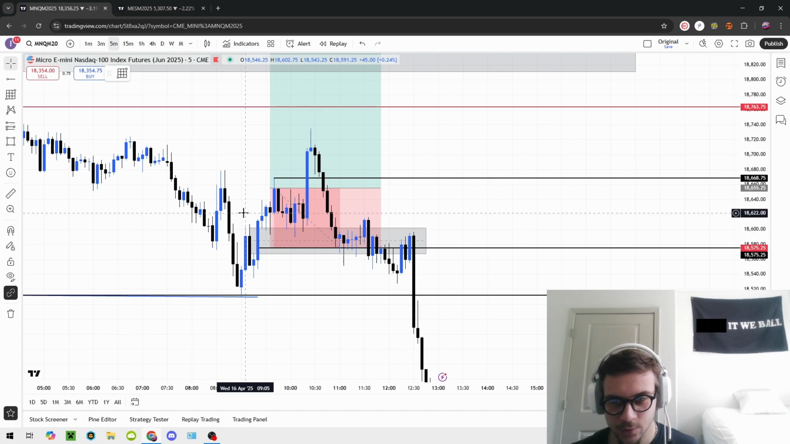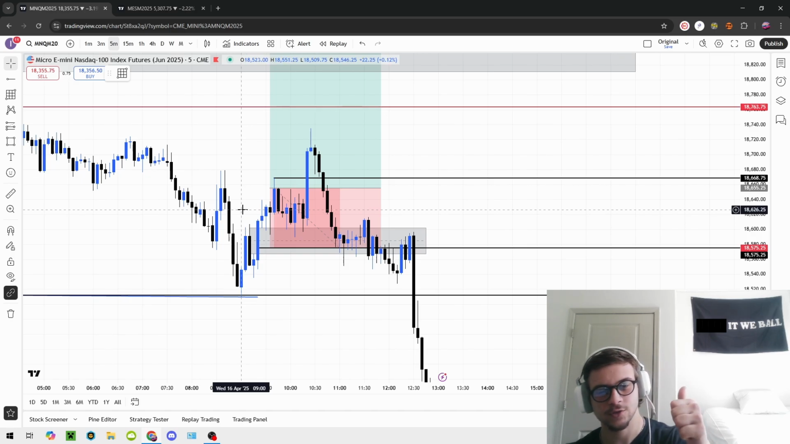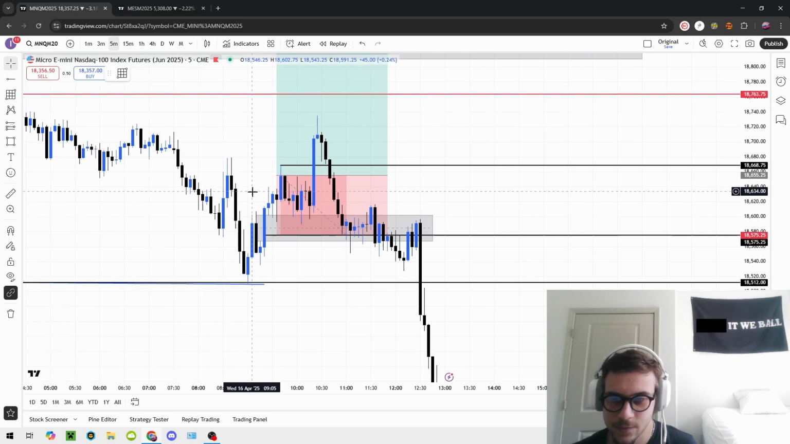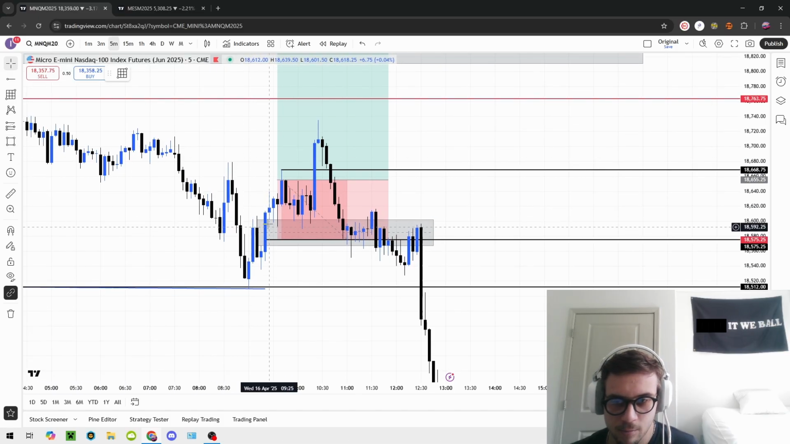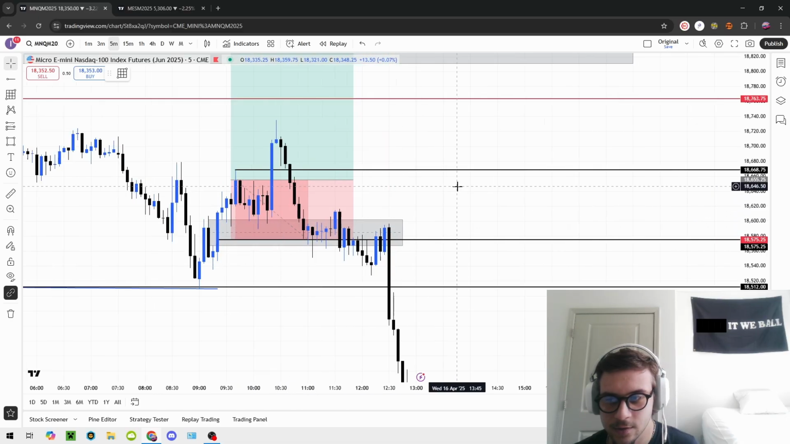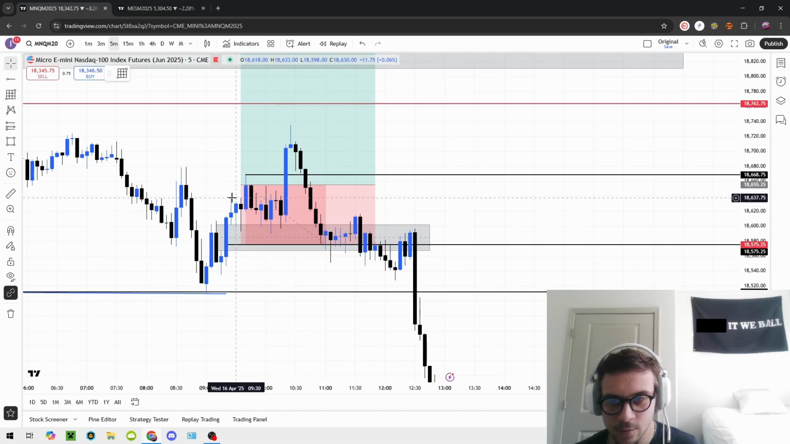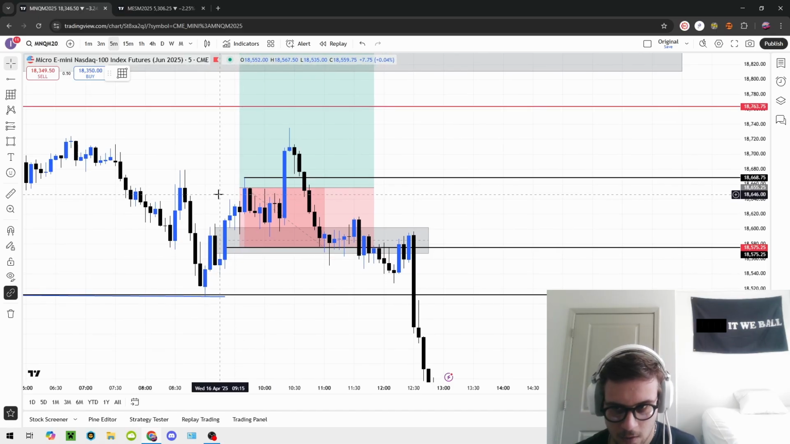After the liquidity sweep, I look for a break of structure, a fair value gap, and then an entry point. So break of structure right here, fair value gap right here, tapped into the fair value gap, retraced into the fair value gap, entry after breaking structure to the upside.